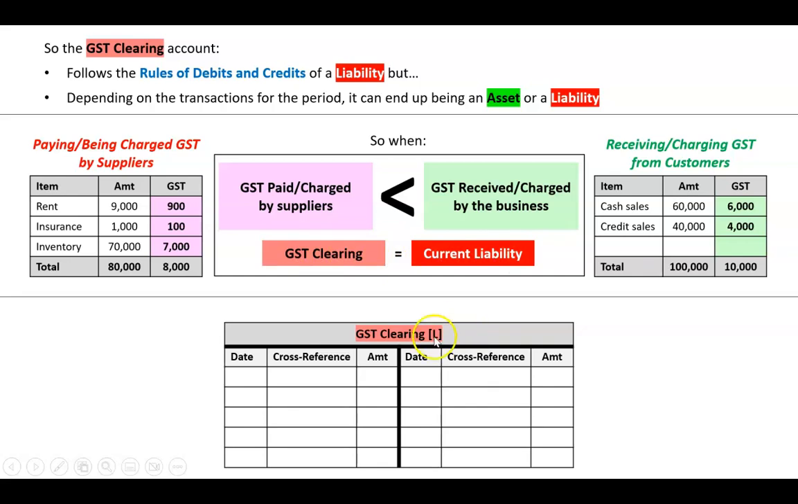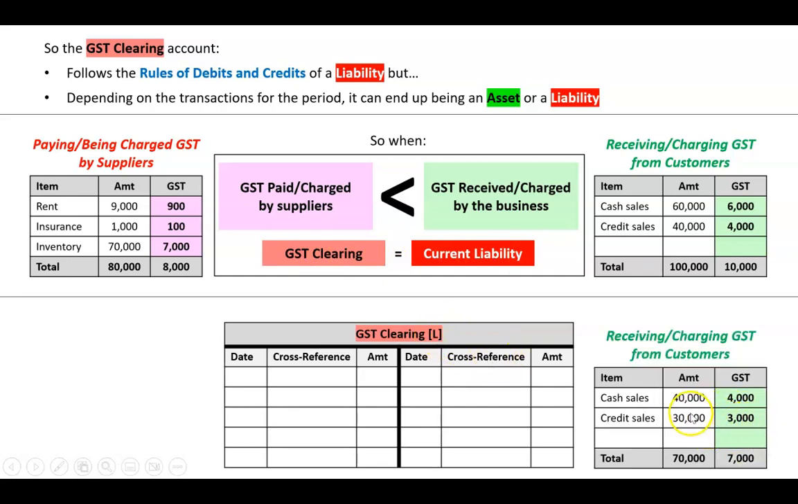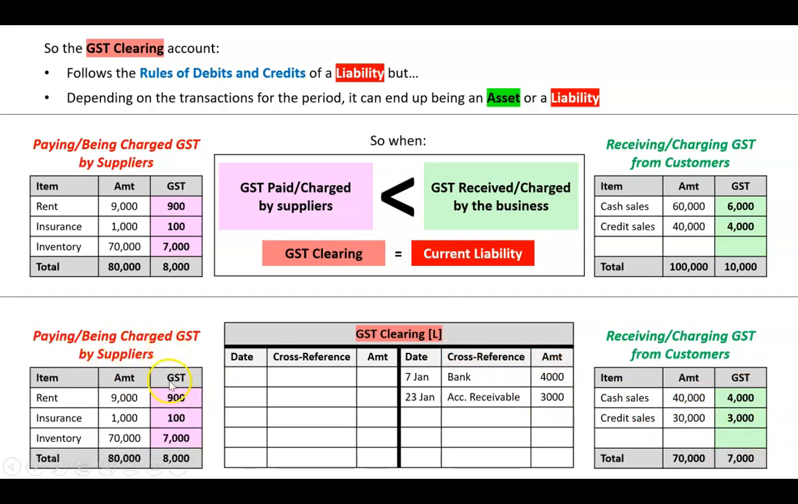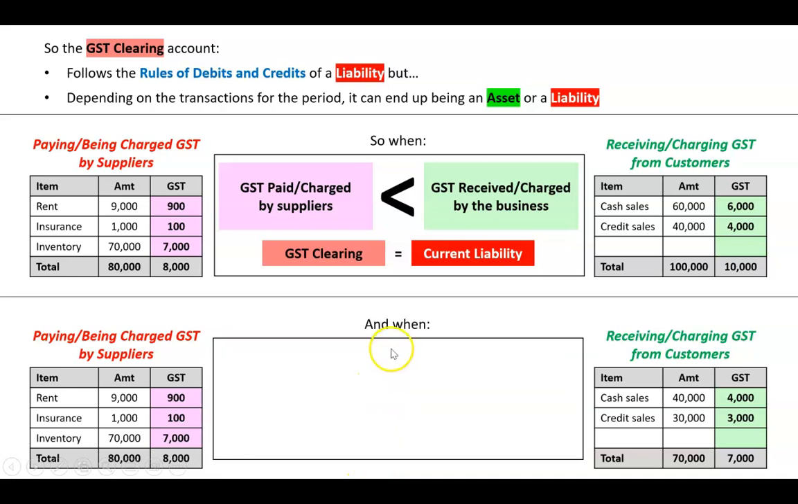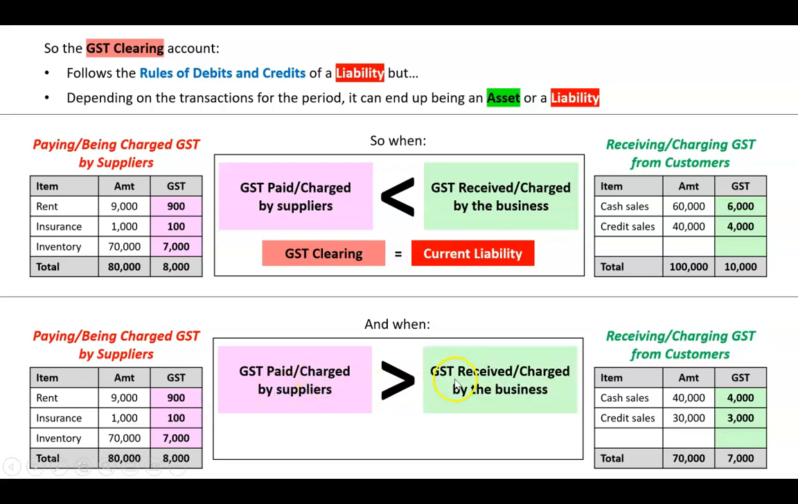And then we had the opposite situation. In this case, we had cash sales and credit sales with GST that only came to $7,000, and the payments, or the amounts we got charged by suppliers, came to $8,000. And when we balance this one out, this one ended up being an asset. So we could summarize that by saying, when the amount of GST the business pays or gets charged by suppliers is more than the GST received or charged by the business, the GST clearing account will actually be a current asset. So GST clearing is one of those accounts, like bank, that can be a current asset or a current liability. We just need to apply these rules here. So this is going to be a really good note that we can take, just to summarize everything about how GST clearing works.